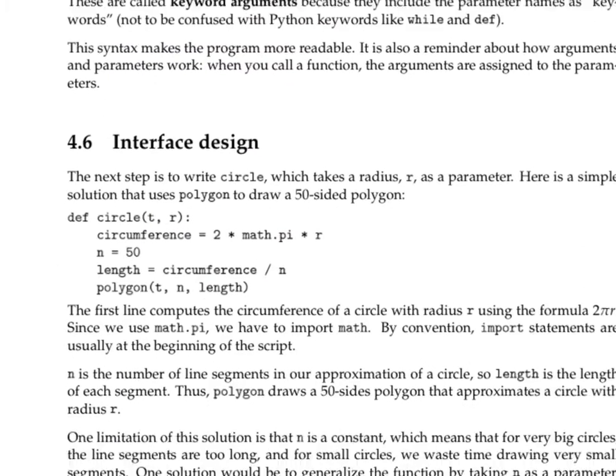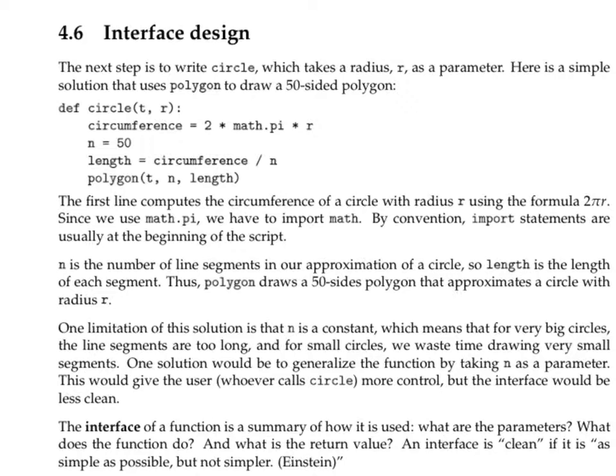For this next bit of code, it's more talking about interface design than the maths itself. You don't need to understand the maths. Basically what it's doing is creating a new definition circle for turtle t with radius r, and it says that n should be 50, so it's a 50-sided polygon, which is an approximation of a circle, and the length is the length of the circumference divided by the number of sides, and then it just calls polygon and draws a 50-sided polygon of whatever length is needed for the sides.